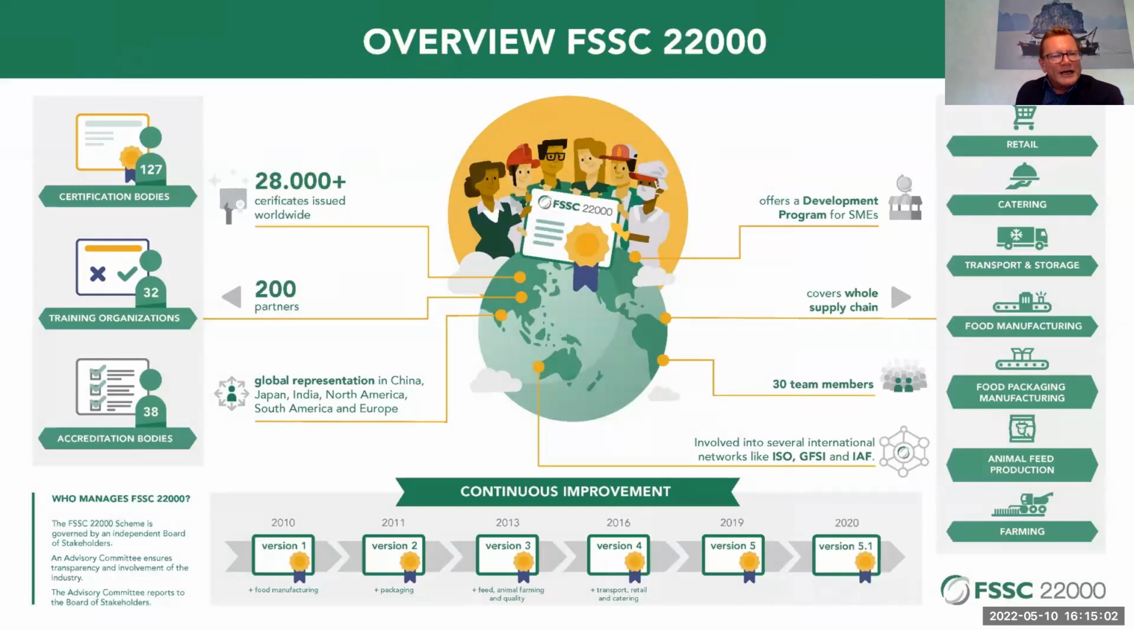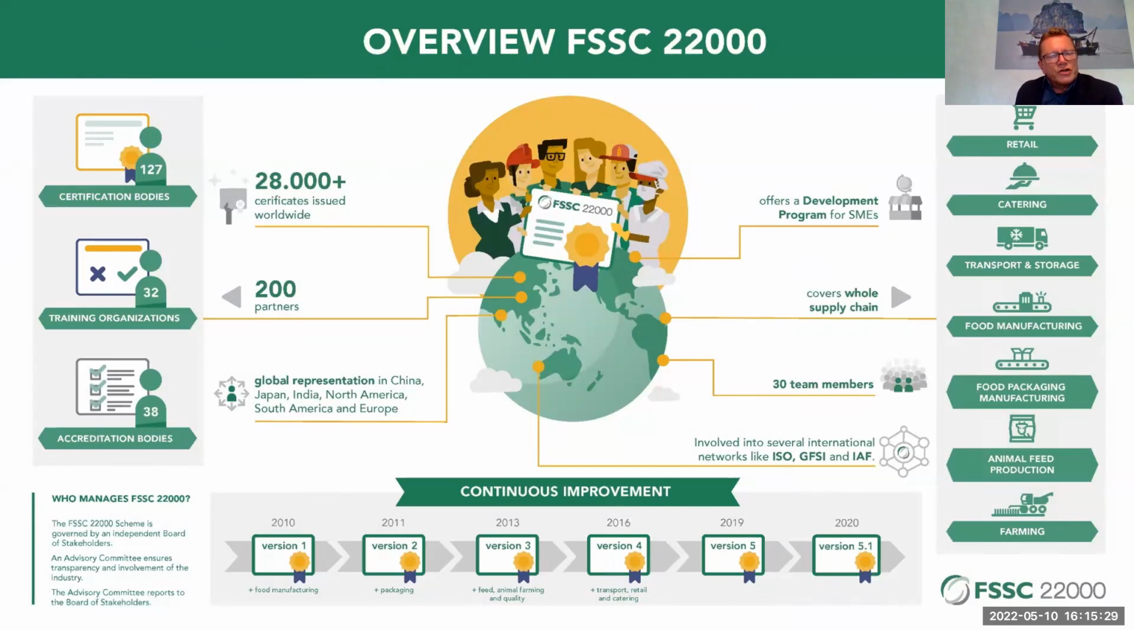But if you look at the left side, you see our partners, the certification bodies, the training organizations, and the accreditation bodies. Very important for us. That's why we call them partners. And you also see that we now have more than 29,000 certificates. So that's a very high number of certificates. And we are only 12 years young, if you look at the picture on the bottom.